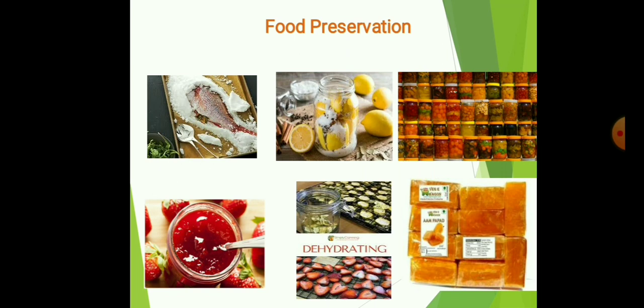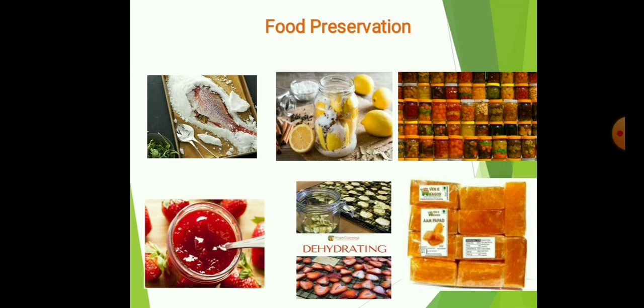Food is also preserved by sweetening. What do you mean by sweetening? Sweetening means sugar is added to the food in order to preserve it. Some food items like jams, jellies and fruit juices are preserved by adding sugar to them. Excess of sugar does not allow the growth of microorganisms and the food is preserved.